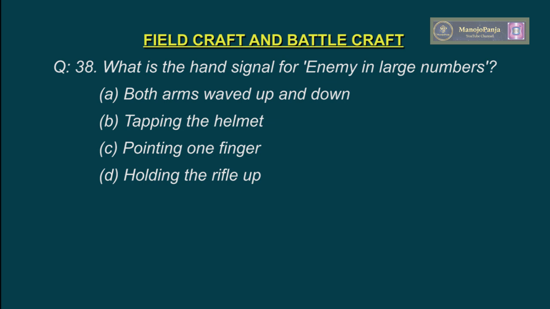Question 38. What is the hand signal for enemy in large numbers? A. Both arms waved up and down. B. Tapping the helmet. C. Pointing one finger. D. Holding the rifle up. Right answer A. Both arms waved up and down.